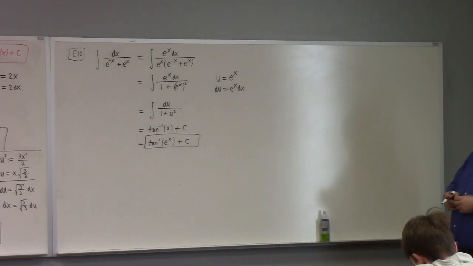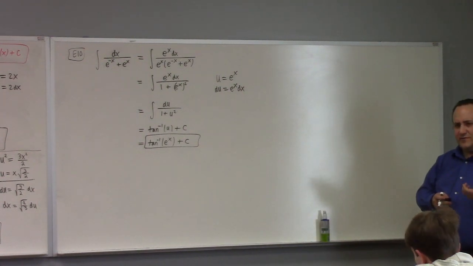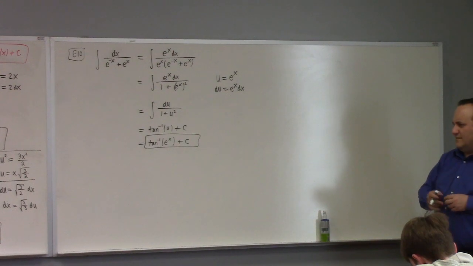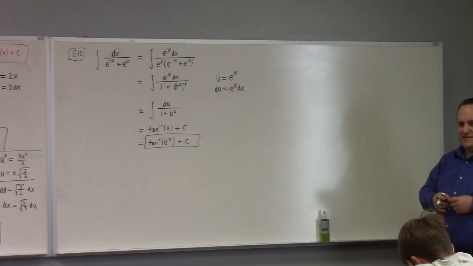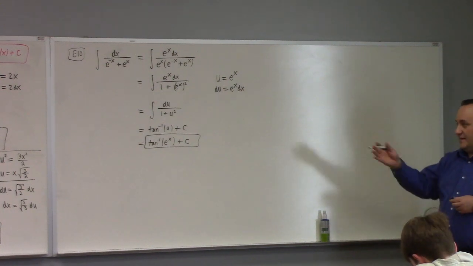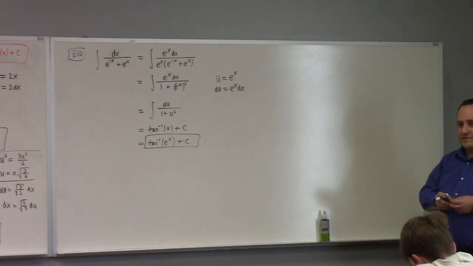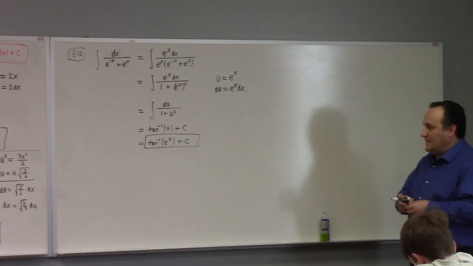I mean, obviously, if you want a function that when you differentiate it, you get 1 over e to the minus x plus e to the x, clearly you should just differentiate inverse tangent of e to the x, right? No, it's not at all obvious, and yet that's what this derivation shows. I have to appreciate the method.